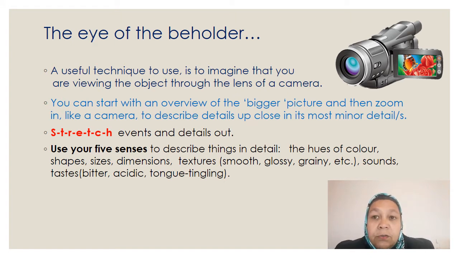Use your 5 senses to describe things in detail. Think of the color that the object exhibits. What is its shape? Its size, the dimensions? Is it big, is it small? What are the textures? Is it smooth? Is it glossy? Is it grainy? What are the sounds that you hear? What is its taste? Is it bitter? Is it acidic? Is it tongue-tingling?